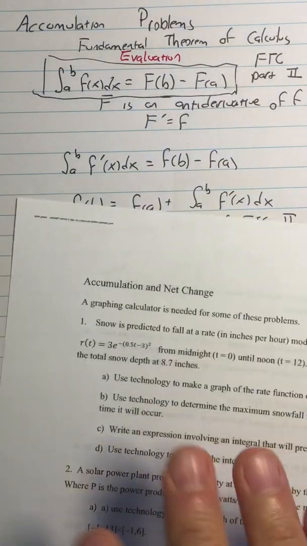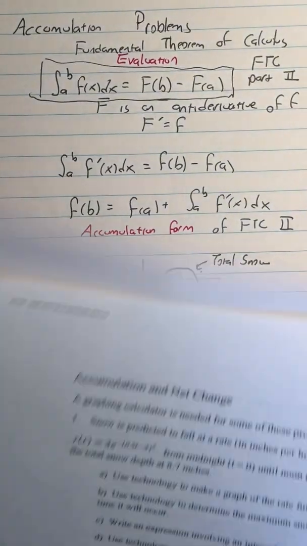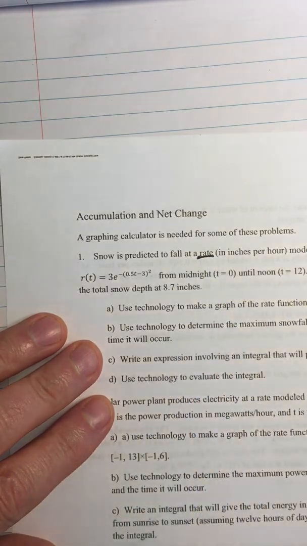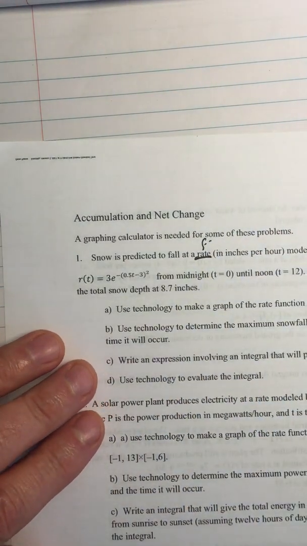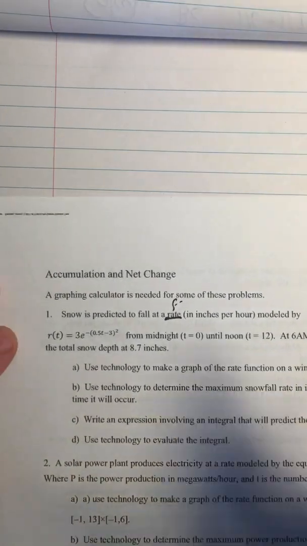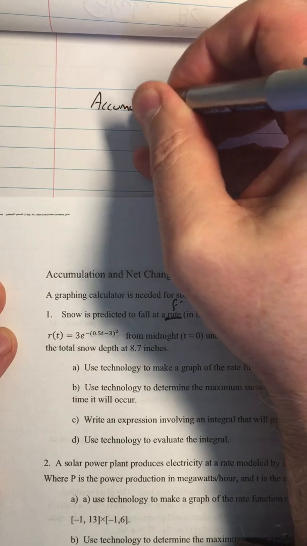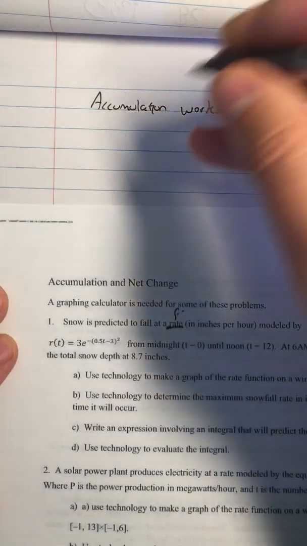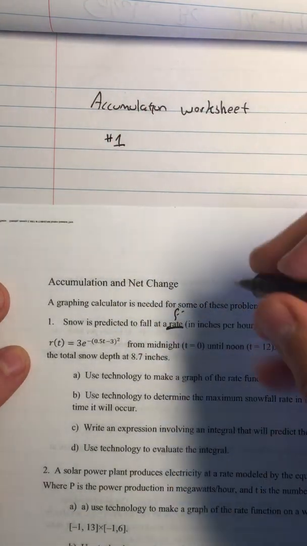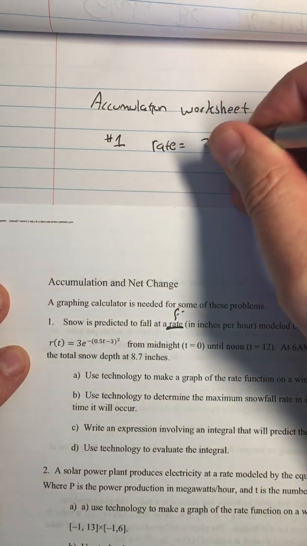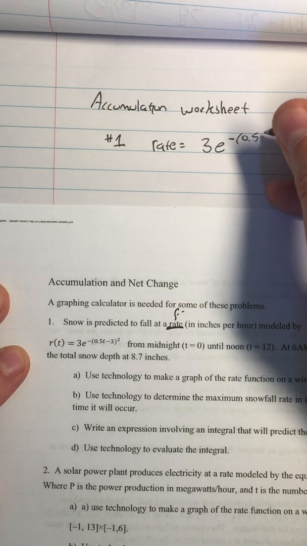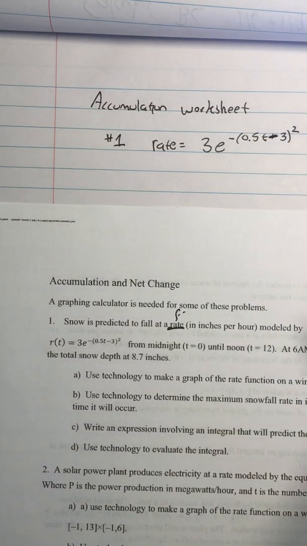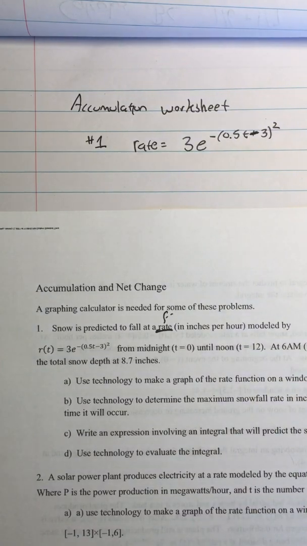All right, so we're going to try and do this number 1. We have snow predicted to fall at a rate, and so one of the key things here is they give us a rate. So that's like the f prime in that formula that I just introduced. All right, so this is accumulation. Let's call this the accumulation worksheet to distinguish from the packet you're about to get. All right, number 1. Okay, so we have a rate of 3e to the negative 0.5t minus 3 squared. All right, that's the rate at which snow is falling at a given time. All right, so we're going to set up an integral with that in the next video.